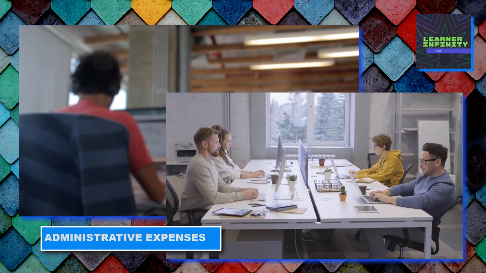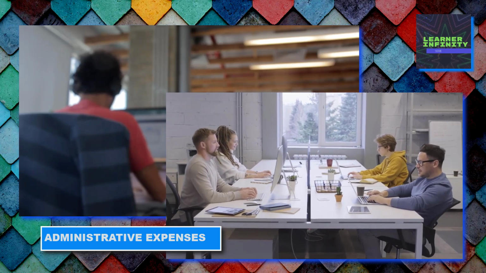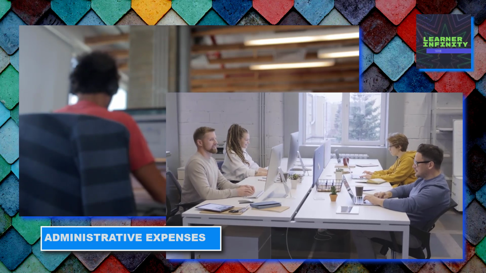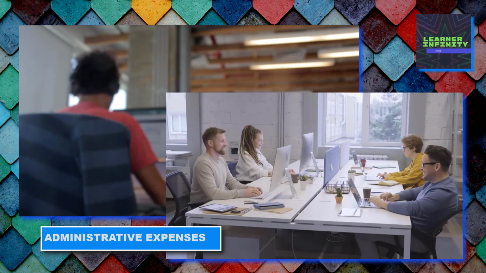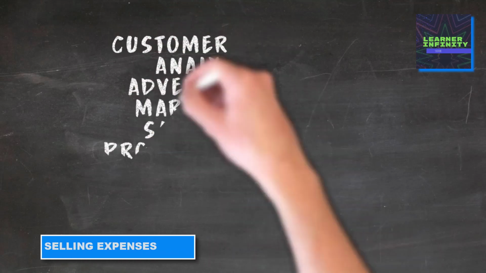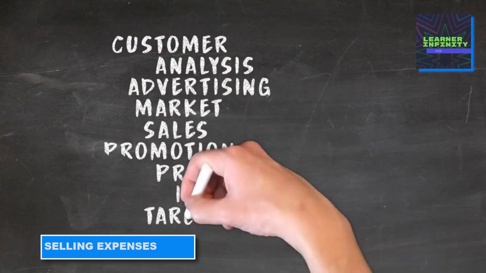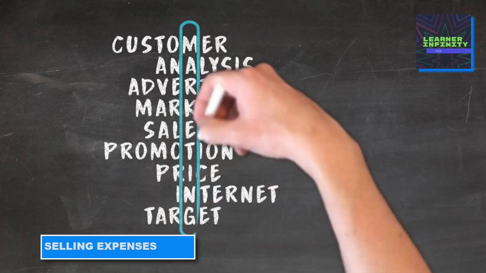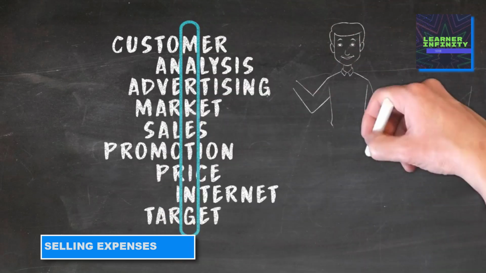They are incurred regardless of the level of production or sales in a given period. Most of them are fixed costs. They can be eliminated without direct impact on the production or sales of goods and services. Selling expenses, on the other hand, are costs associated with distributing, marketing, and selling a product or service. Like administrative expenses, they're presented in the income statement below the cost of sales.